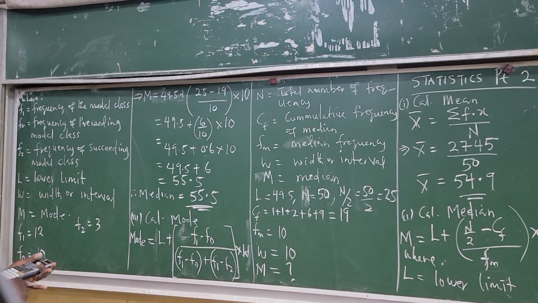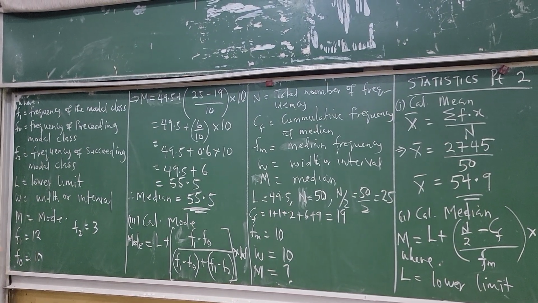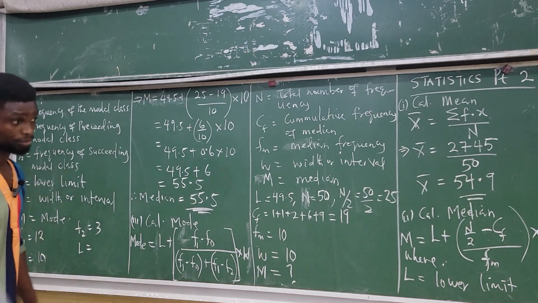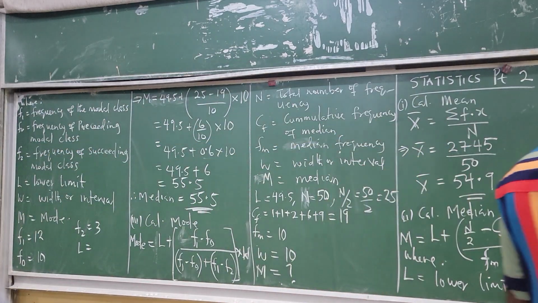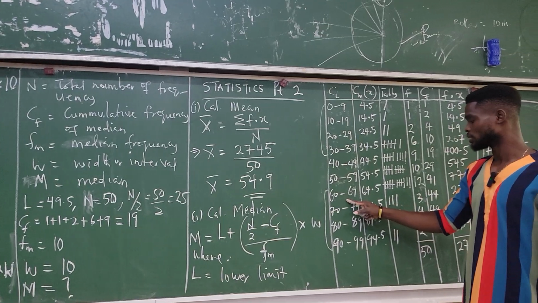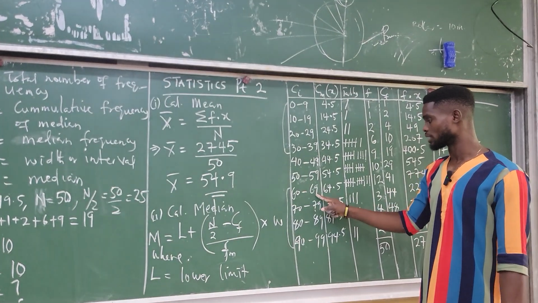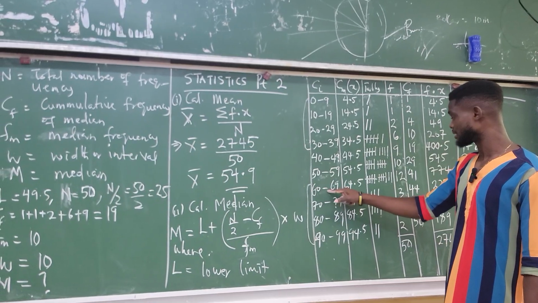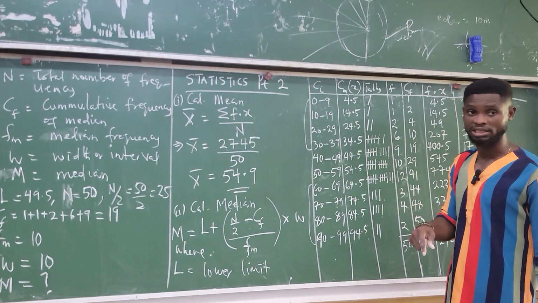So we've gotten our F1, F0, and F2. What do we need to get again? Our lower limit. Remember that the class interval is 60 to 69. Which one is low? If the class interval is 60 to 69, it's 60. So the lower limit is 60.